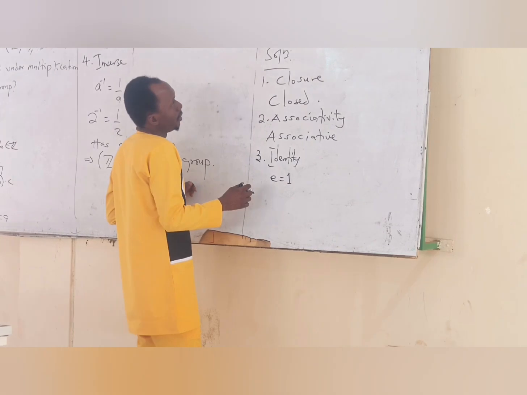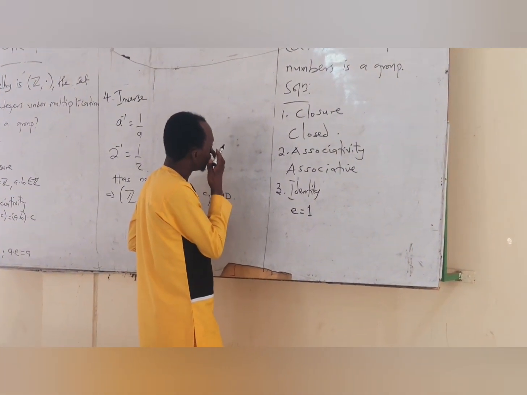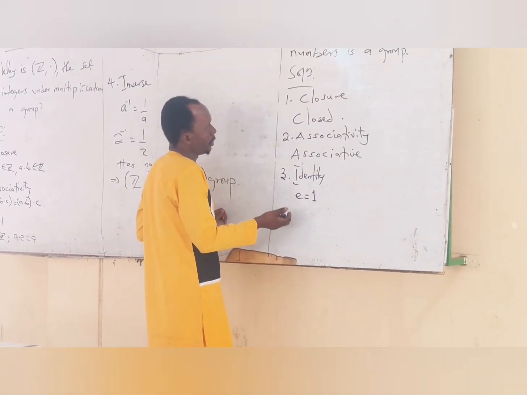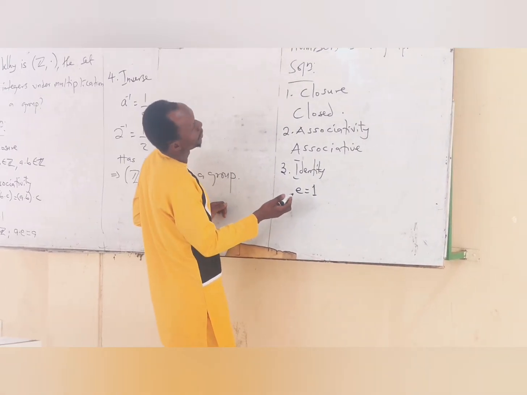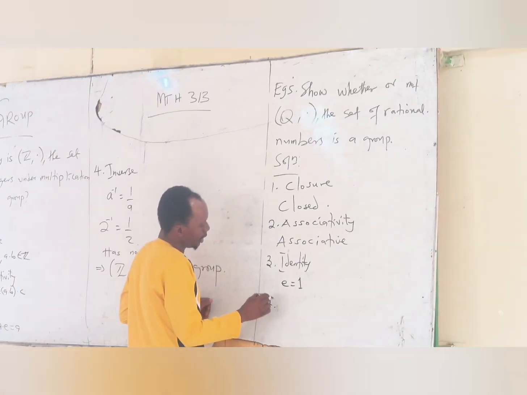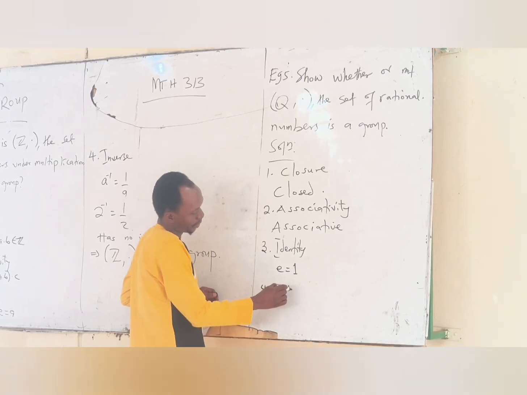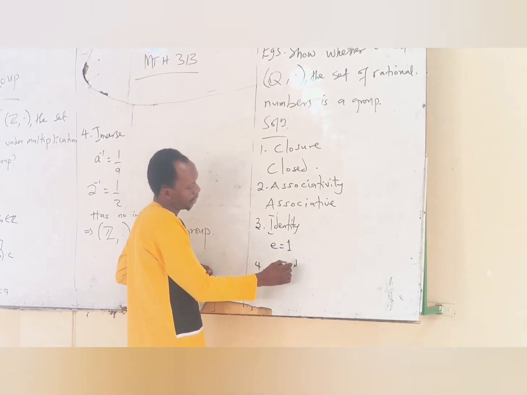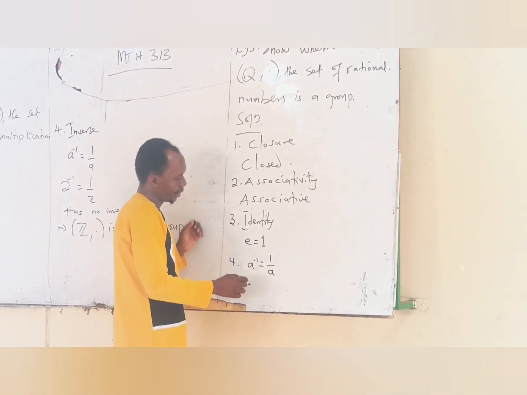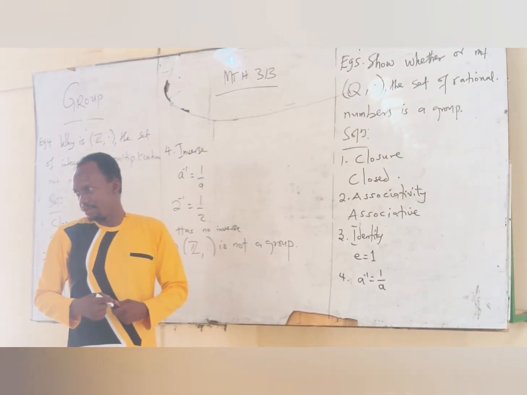So rational numbers have what? The operation dot has identity element 1. If you pick any rational number and you multiply by the identity element, you get back what? The rational number. Now let's pick the inverse of A, and the multiplication is what? 1 over A. So let's see whether there's any rational number that doesn't have an inverse.